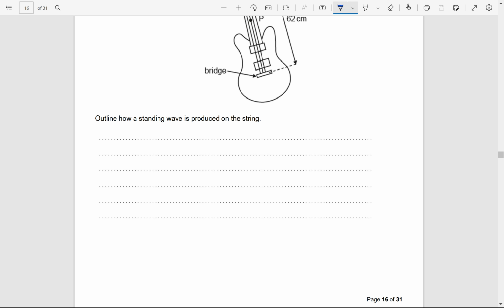So I'm just going to write down the first thing that happens. We get a wave, and it moves along the length of the string, for example, and then reflects. So we have a wave that moves along and then reflects. That's the first step.